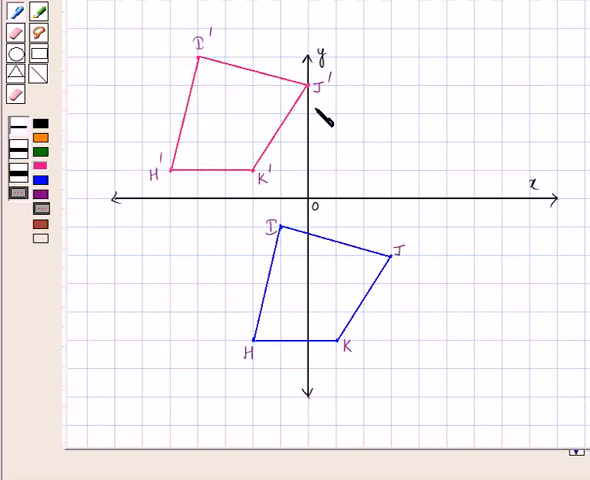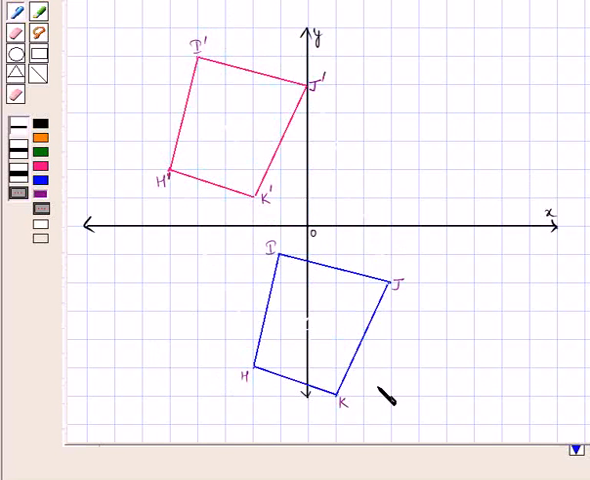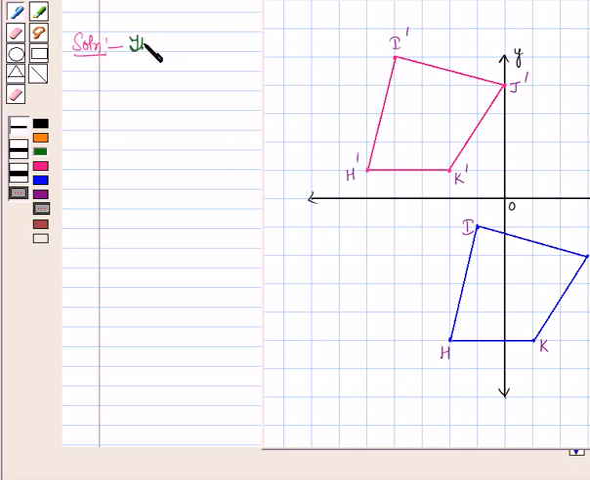Now in the first figure, two quadrilaterals are given to us, that is the quadrilateral HIJK and the quadrilateral H dash I dash J dash K dash. Now here, both the quadrilaterals are of the same size and shape and the figure has not turned. So this type of transformation is called translation.